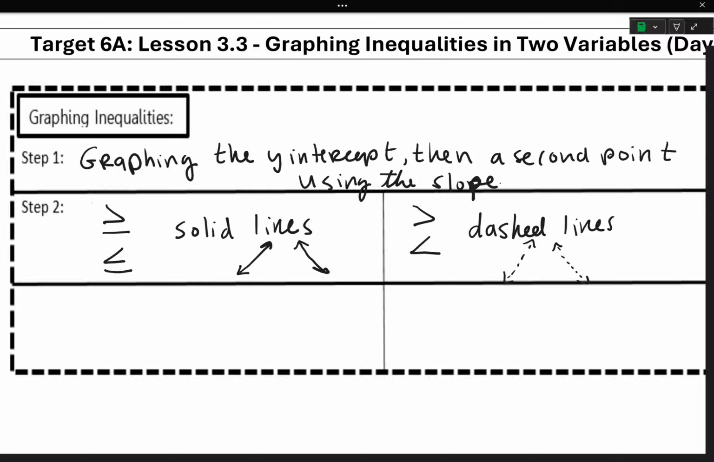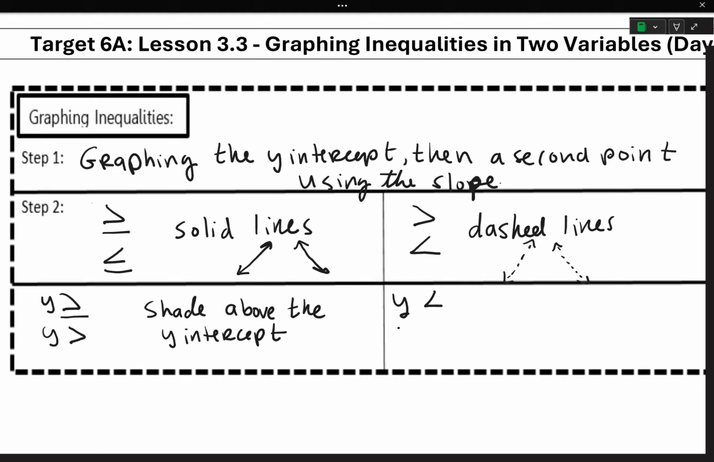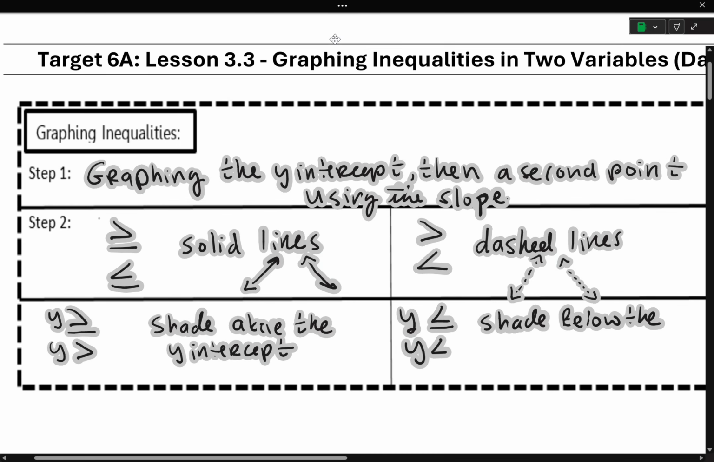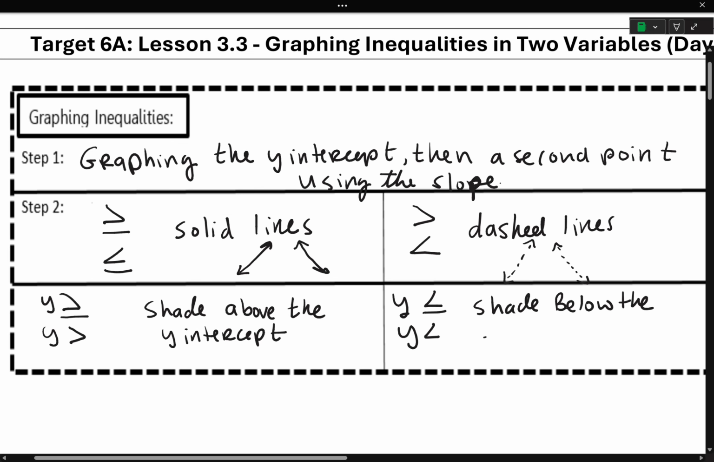Then we need to decide on where we shade. If we have y is greater than or equal to, or y is greater than, we shade above the y-intercept. And if we have y is less than or equal to, or y is less than, we shade below the y-intercept.